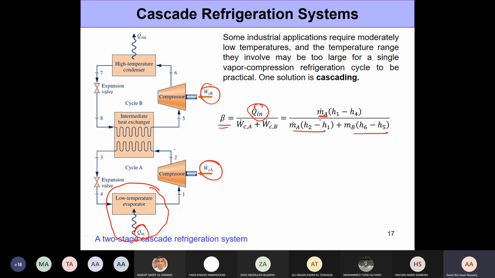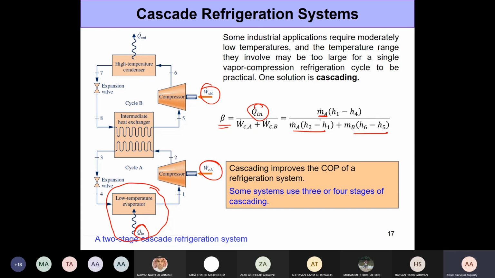Now, the whole reason why we bothered with cascading is because cascading improves the COP of the system. For large industrial systems, any increase in COP is beneficial, right? It makes sense in terms of the economic cost. And although I'm showing you here two stages of cascading, it's very common to use three or even more, 3 to 4 stages of cascading, depending on what your desired TC is, what temperatures you want to achieve.